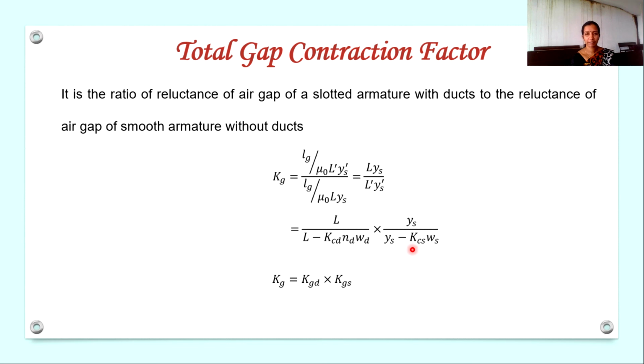So I have substituted the values and we will get, what is L divided by L minus KCD ND WD? L divided by L minus KCD ND WD is KGD, gap contraction factor for ducts, and Ys divided by Ys minus KCS WS is gap contraction factor for slots, KGS. So total gap contraction factor is the product of gap contraction factor for duct and gap contraction factor for slots. Kg is equal to Kgd into Kgs.